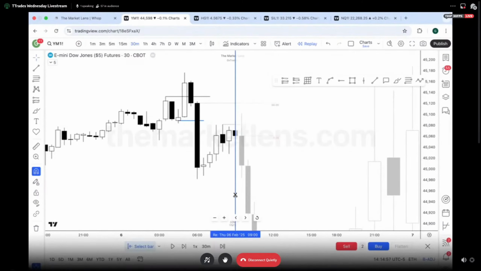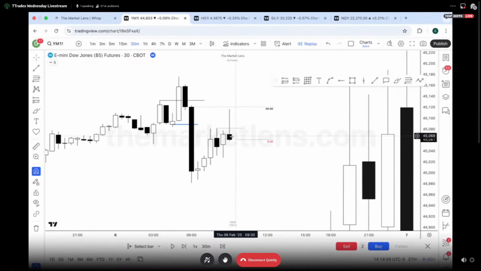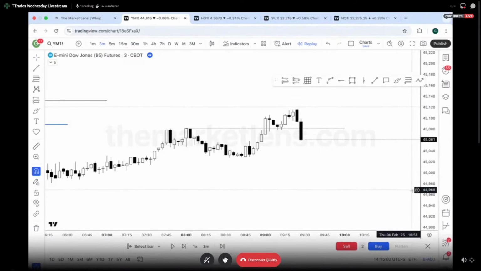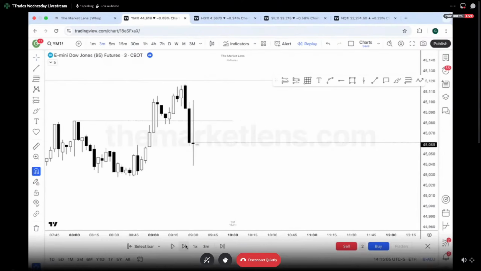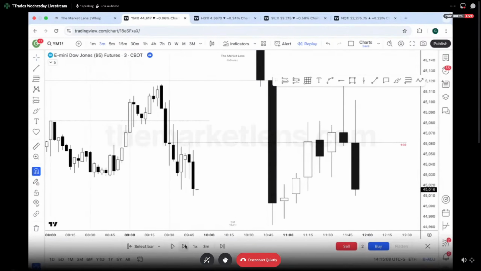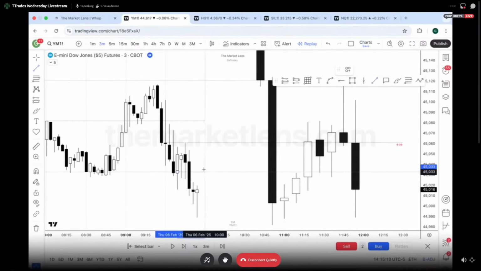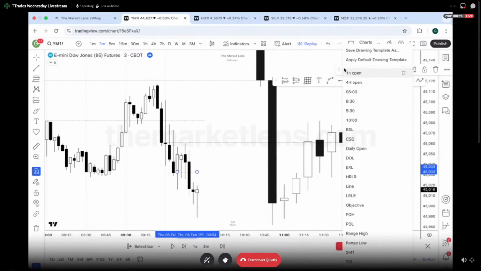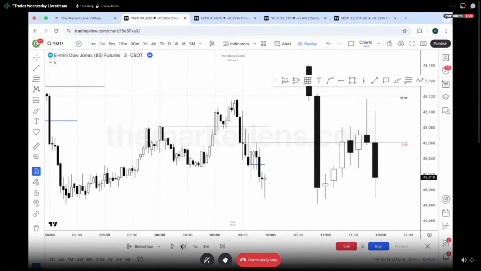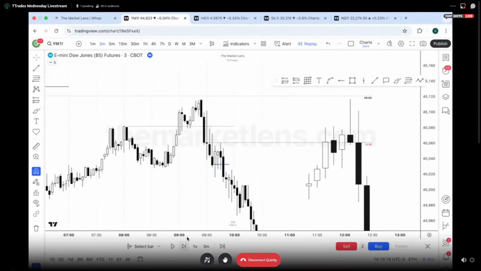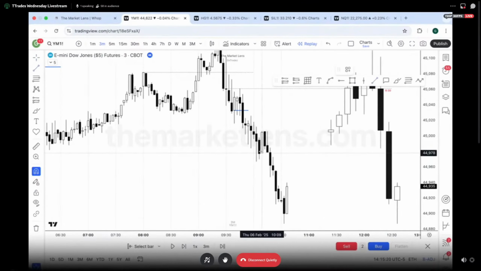So here, prior to 9:30, we run out this high, right? So you can already start to look within this candle for continuation. Right? You can put some candle there. Right over here. Right? So you get that continuation. Pretty simple, right?